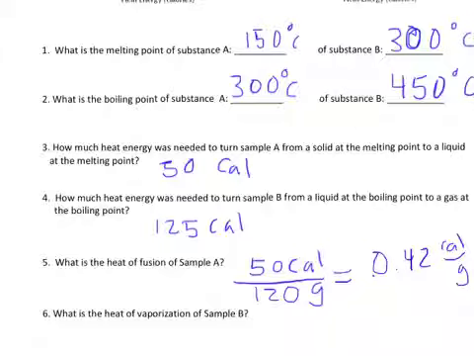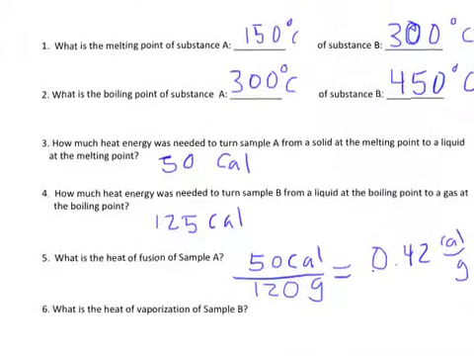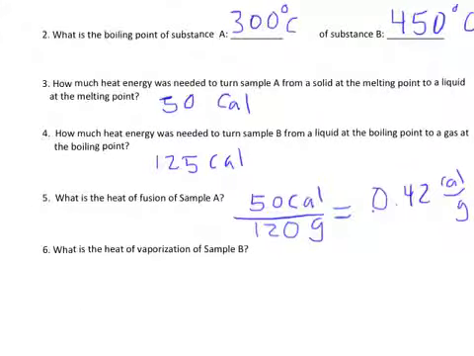And now number 6 is, what is the heat of vaporization? So it's a very similar concept, but here we're doing it at the boiling point. Let me just move it up here a little bit. So if we look, basically the heat of vaporization is the energy needed to turn 1 gram of a sample from a liquid at the boiling point to a gas at the boiling point, and we found it to be 125 calories for that sample.